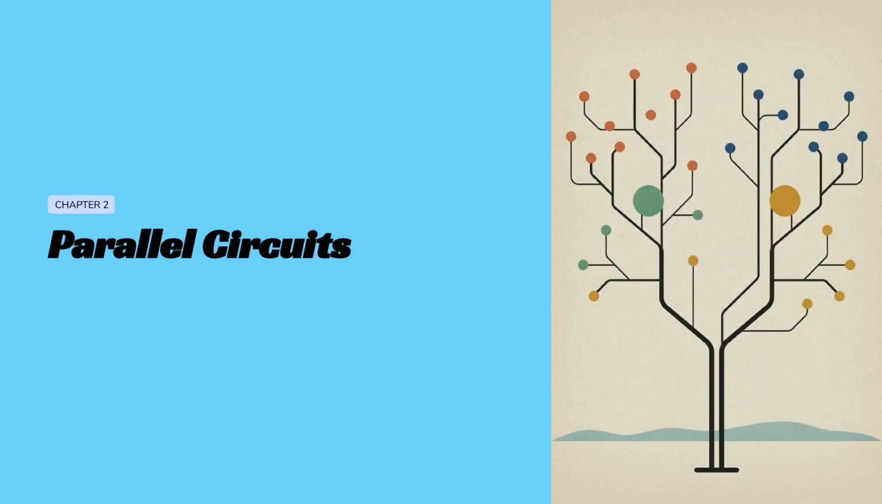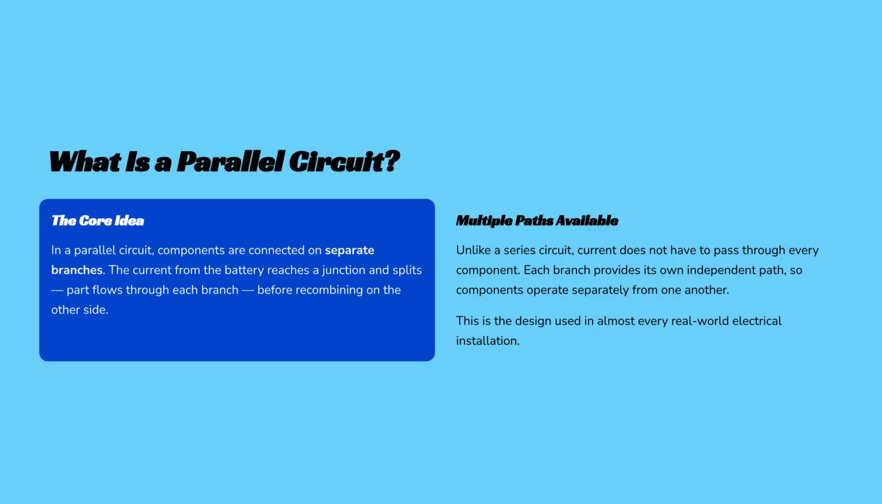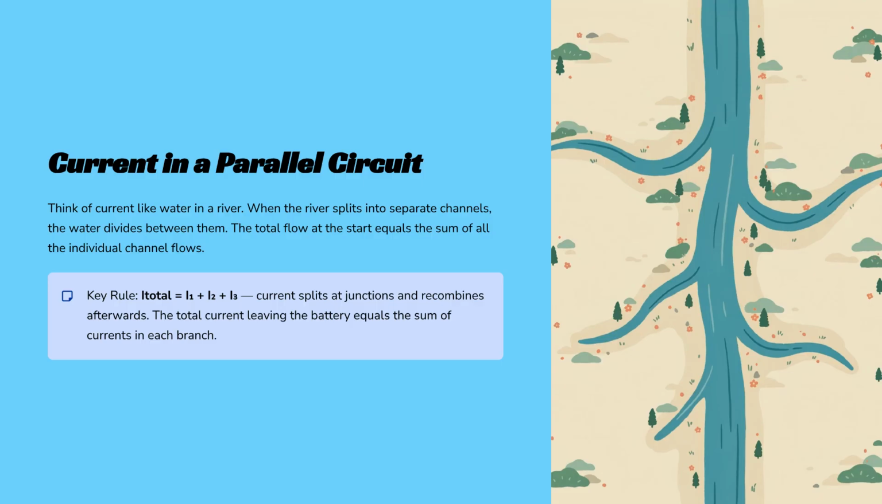Chapter 2. Parallel circuits. These circuits feature multiple branches and independent components, representing how most real-world electrical systems are wired. In a parallel circuit, components are connected on separate branches. Current reaches a junction and splits, providing independent paths. This allows components to operate separately from one another. Think of current in a parallel circuit like a river, splitting into separate channels.